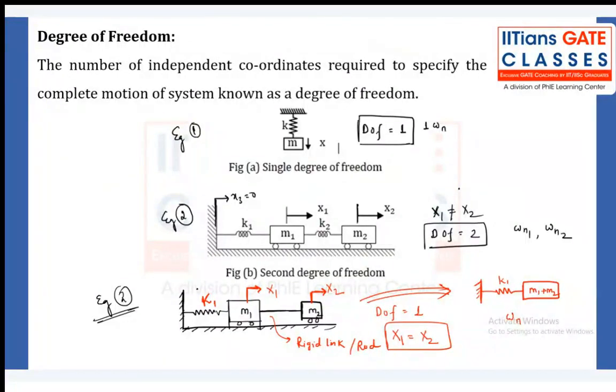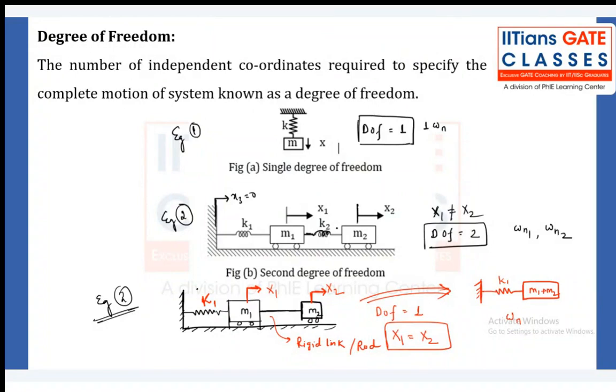That is guaranteed because there is a flexible link in between. We call it a flexible link, not a rigid link. So how many degrees of freedom will there be? Two. Then how many natural frequencies? Two. Omega n1, omega n2.